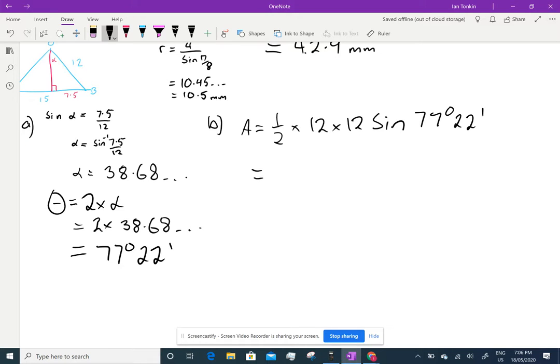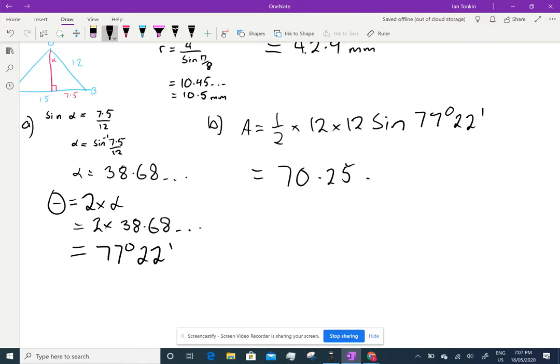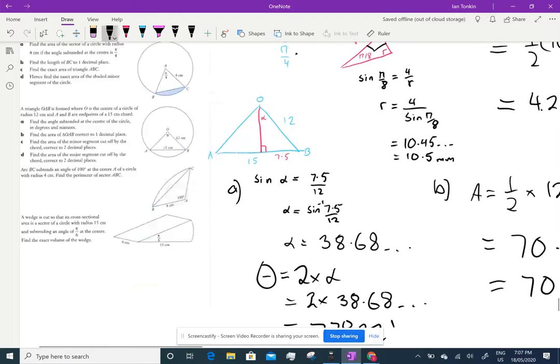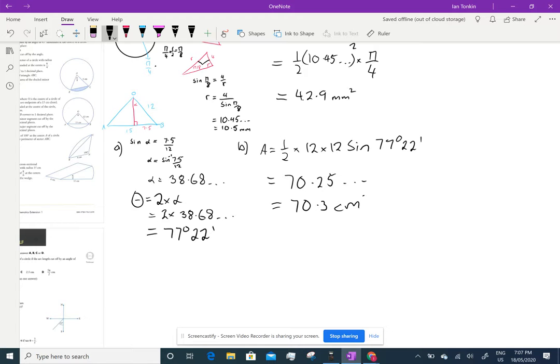So I can leave it in degrees. So I'm just going to go 0.5 times 12 times 12 times sine my answer, and I get 70.25... 70.3. What units are we talking? Centimetres here? Yeah. Square centimetres.